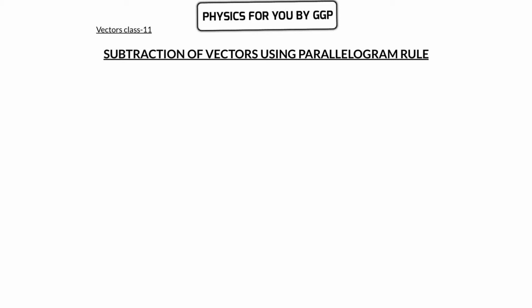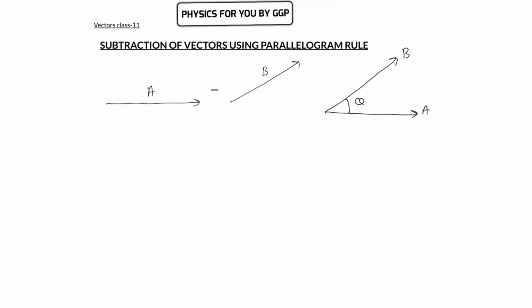Welcome all to Vectors, Class 11, and this will discuss subtraction of vectors using the parallelogram rule. Over here, consider two vectors, a vector and b vector, and our aim is to find out a vector minus b vector. Let's say the angle between a vector and b vector is theta.